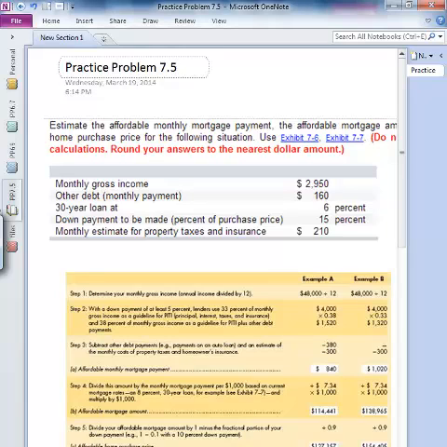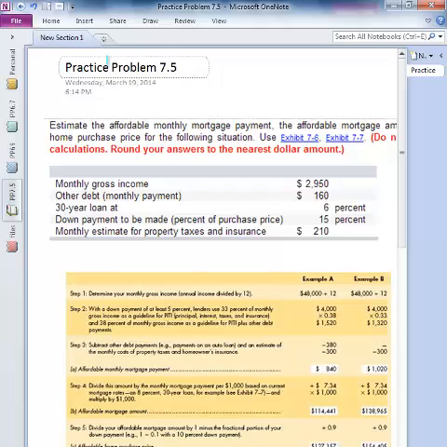In this video, I'm going to go through a practice problem from chapter 7, number 5. First, this problem is dealing with mortgage payments and how much you can afford for a house. We're given a monthly gross income and some information about this person's debt, what percent they'd be able to get a loan at, and what down payment they'll be able to make. That's all going to go into what they could afford for a house.